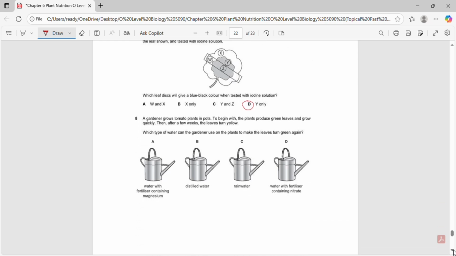Then, another question says, a gardener grows tomato plants in pots. To begin with, the plants produce green leaves and grow quickly. Then, after a few weeks, the leaves turn yellow, and they ask, which type of water can the gardener use on the plants to make the leaves turn green again? Now, they've added a bit of drama by showing 4 watering cans labeled A, B, C, and D, each with a different type of water. Water with fertilizer containing magnesium. Distilled water, rainwater, water with fertilizer containing nitrate. So, which one will help? The correct answer is option A, water with fertilizer containing magnesium. Magnesium is essential for chlorophyll formation. When plants lack magnesium, their leaves turn yellow, a condition called chlorosis. So adding magnesium helps the plant make chlorophyll again, and the leaves turn green.